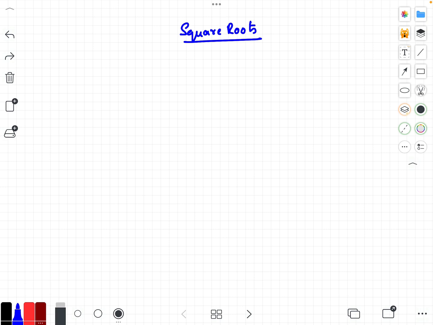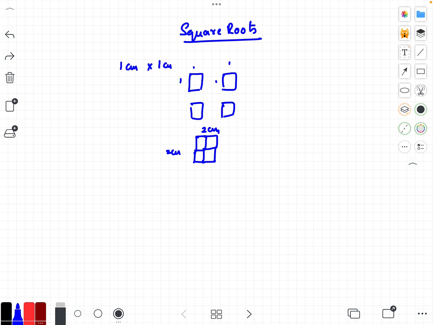A square root is nothing but, say you have 1 centimeter by 1 centimeter square blocks. Say you have four of these blocks, and imagine you have arranged them in a square, to this side and to this side. So 2 centimeters and 2 centimeters. If you have this block, the square root is nothing but the side of this square. That's it. Square root is simply the length of one side of that square.